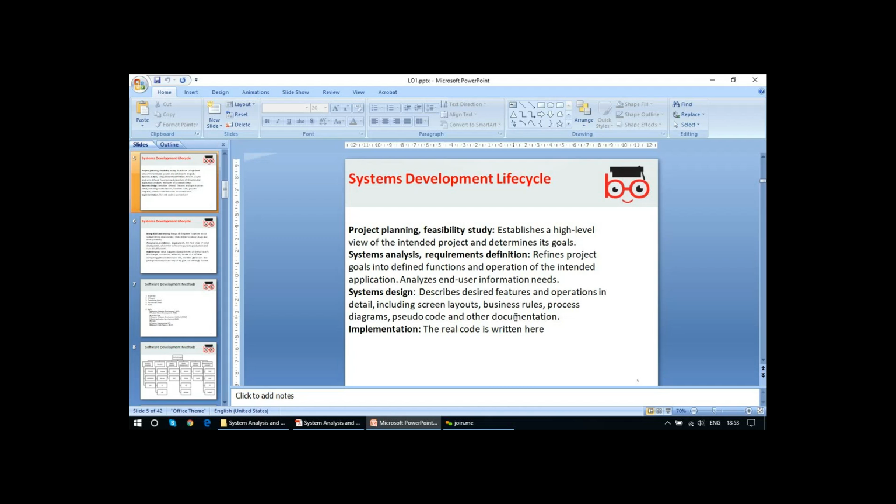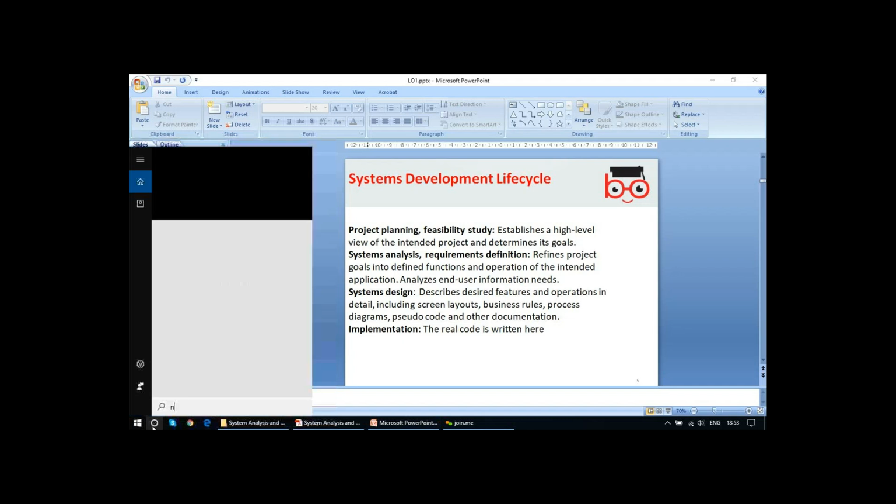Say that again, pseudo code. Yeah, that's called pseudo code. Pseudo code is basically the algorithm. Ah, okay. And what is the algorithm? That's all the maths, isn't it? Not really. What happens when you write a program in any programming language?